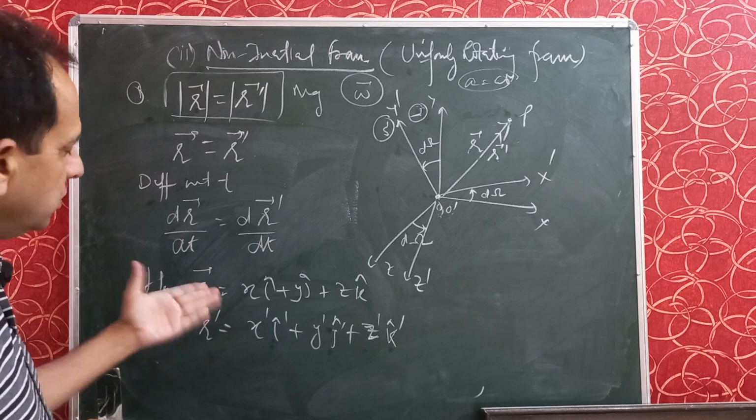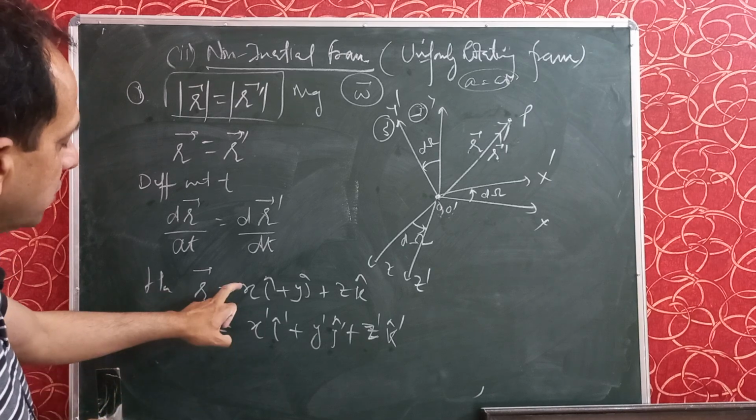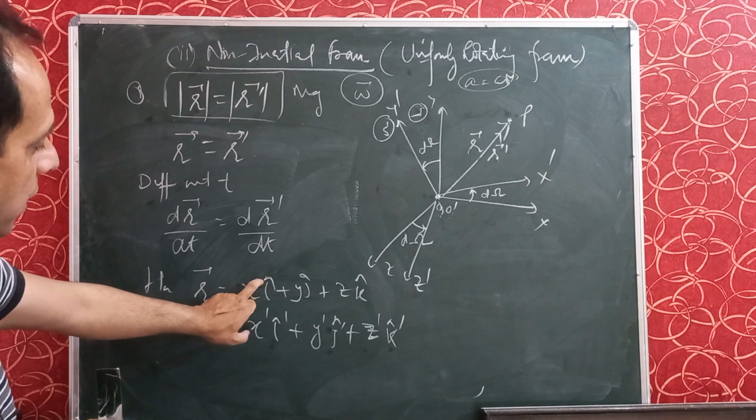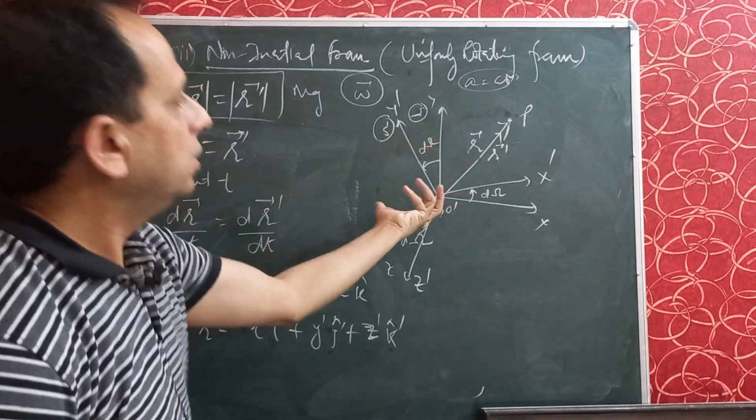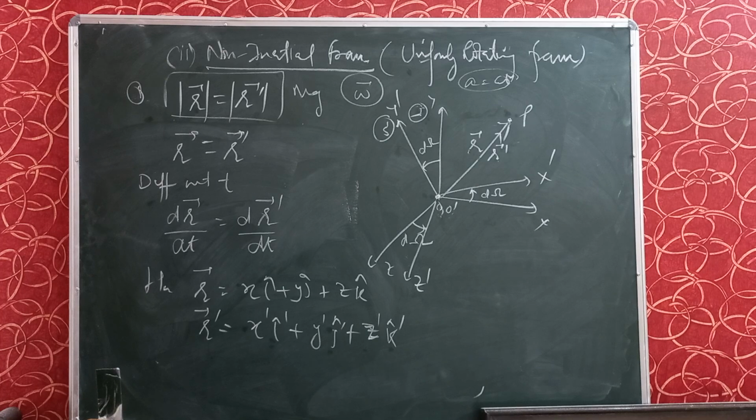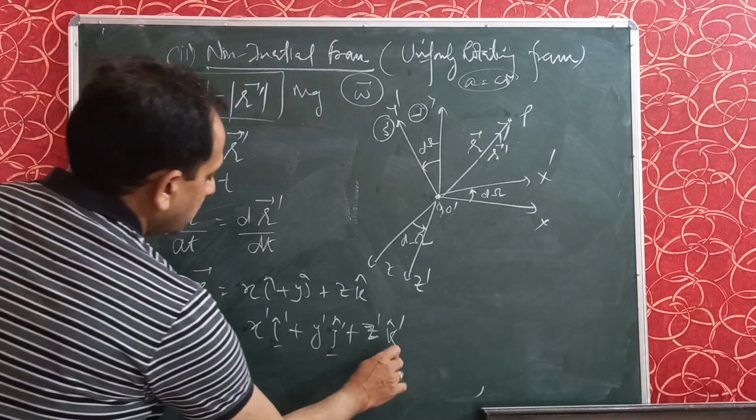In most of the cases directions are the same, but the magnitude will change. But in this case both the magnitude, that is x becomes x dash, and the direction, that is i becomes i dash, are changing. Why? Because the frame is rotating, therefore the direction is also changing. So, this is a new concept, that is i dash, j dash and k dash.